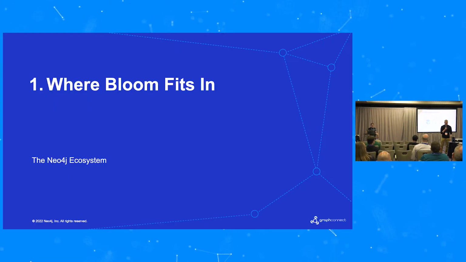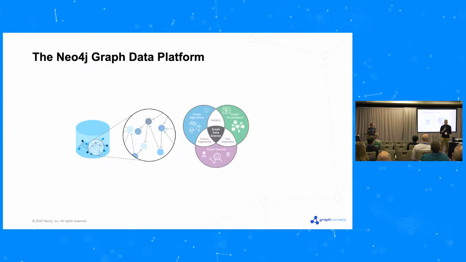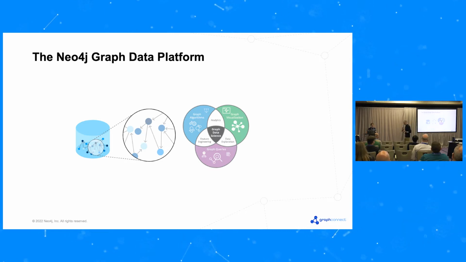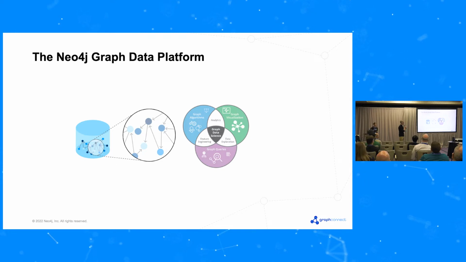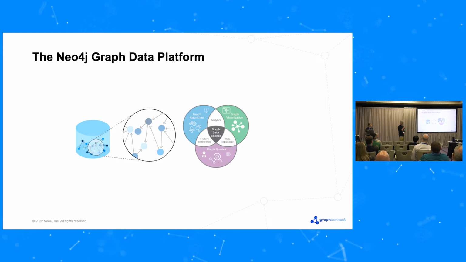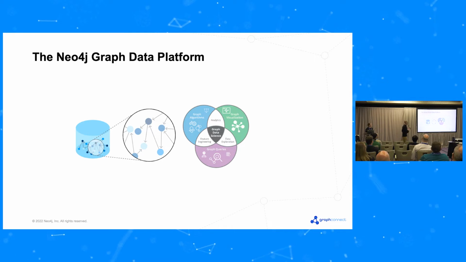So where does Bloom fit in? So of course we have the Neo4j graph database, which is this sort of picture on the left. And we have graph data science, which is a key component that brings the power of analytics, as we mentioned this morning, to the database itself. So those are very important.